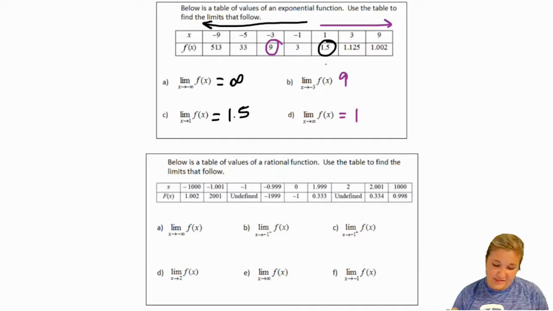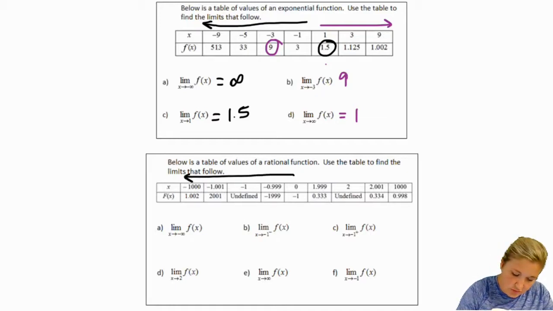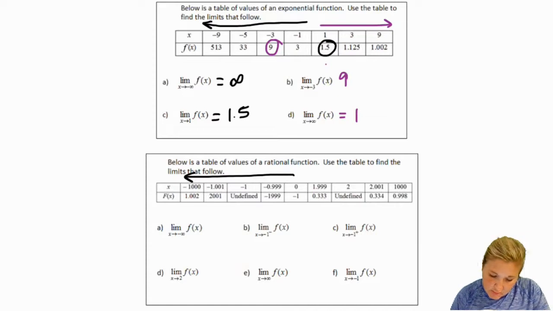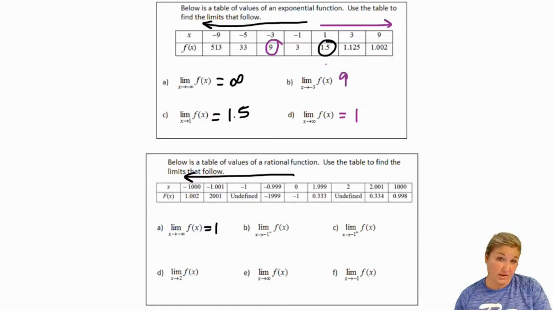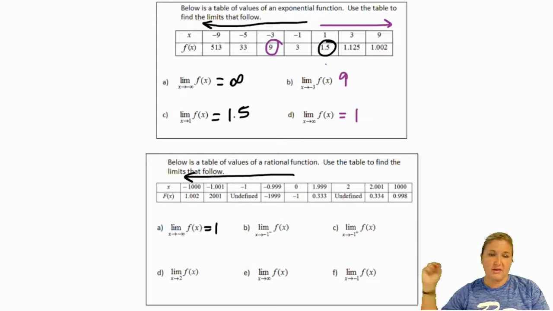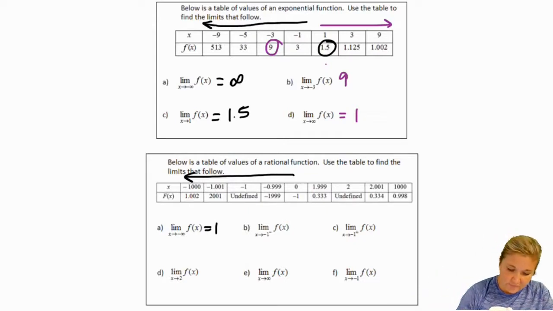All right, so this one you can see we do have a couple of holes here at -1 and at +2. So we'll take a look here. So as x approaches negative infinity, so as these numbers get way larger, what do you notice? It looks like it's approaching +1 because at -1,000 it's 1.001. So the larger and larger and larger you get, the closer and closer to 1 it's going to be.